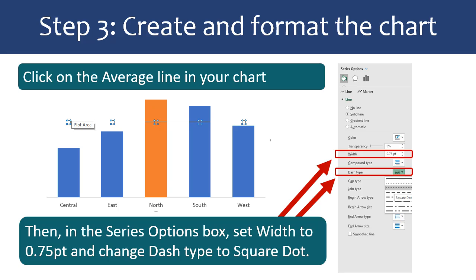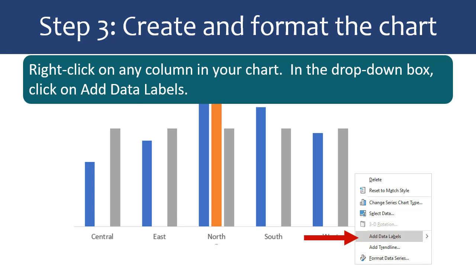Click on the average line in your chart. Then in the Series Option box, set Width to 0.75 point and change Dash Type to Square Dot. Right-click on any column in your chart. In the drop-down box, click on Add Data Labels.